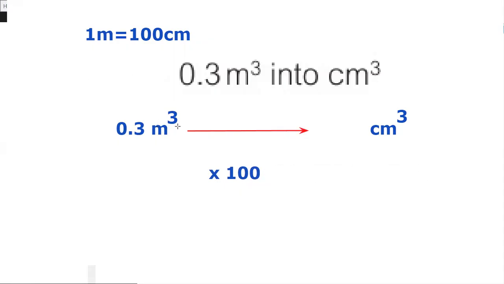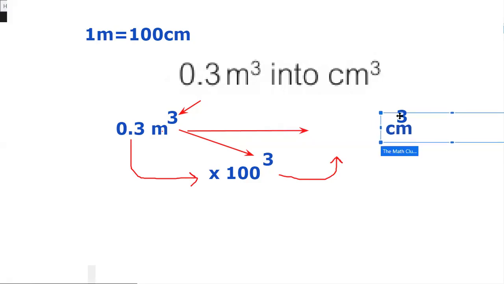And because this is power of 3 or cubed, it means even the conversion ratio or the rate should be cubed. So this one should be cubed. Now I follow the steps of conversion. I'm going to take the 0.3, multiplied by 100 cubed, and then it will give me the answer for the question like this. Now, let me take this. I need space for this answer.